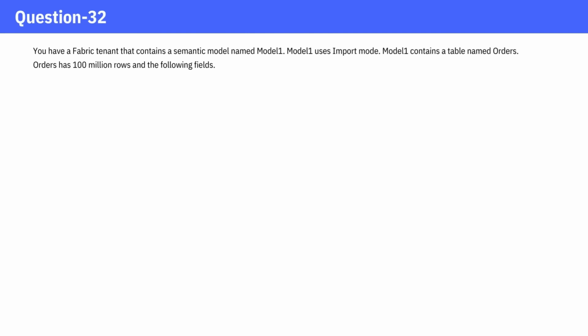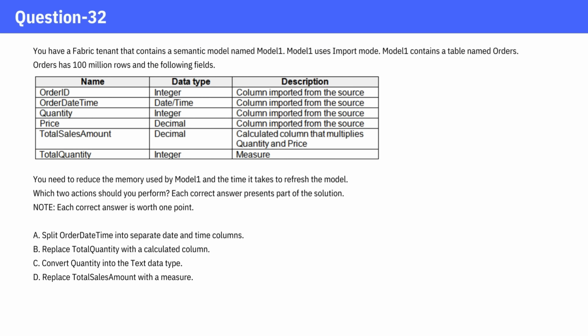Question 32. You have a Fabric tenant that contains a semantic model named Model 1. Model 1 uses import mode. Model 1 contains a table named Orders. Orders has 100 million rows and the following fields. You need to reduce the memory used by Model 1 and the time it takes to refresh the model. Which two actions should you perform? Each correct answer presents part of the solution.